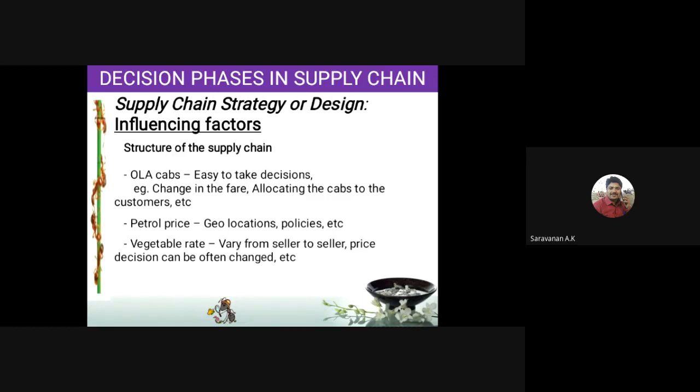Okay, next structure, petrol price. For every geolocation, the price changes. For Tamil Nadu, the price is different. Kerala, the petrol price is different. Andhra, petrol price is different. This supply chain is dependent on the geographical location. Next thing is the vegetable trade. Here, the supply chain depends upon the seller. Whatever price is decided by the seller is the price of that product. One seller can give tomato at 10 rupees per kg, another at 8 rupees per kg, depending upon the seller. So, based on the structure only, the decision has to be taken in the supply chain.